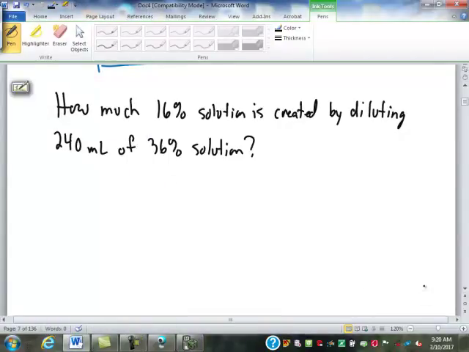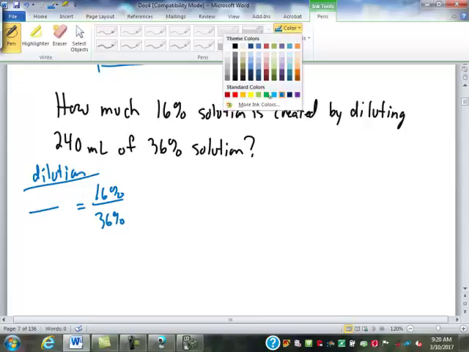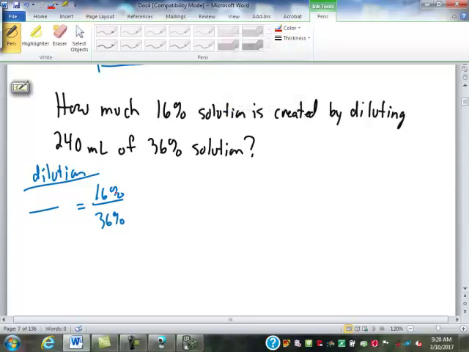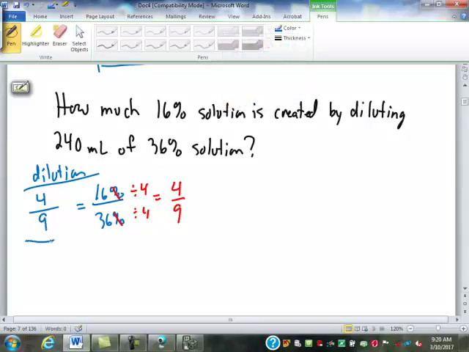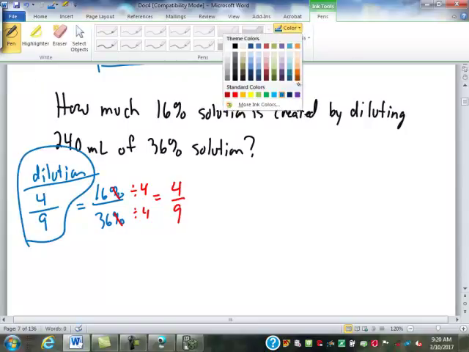So let's take a quick peek here. So we have 16% solution and 36% solution. Trying to figure out what that dilution would be. Reducing that, 16 over 36. Both of those numbers can be divided by 4, which would give me 4 to 9. So this is a 4 in 9 dilution.